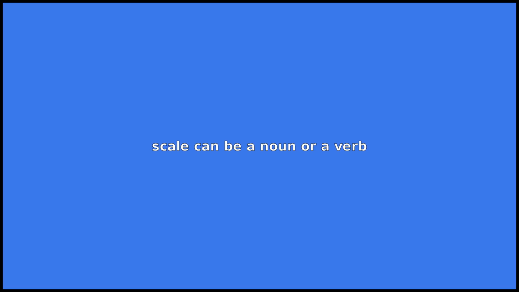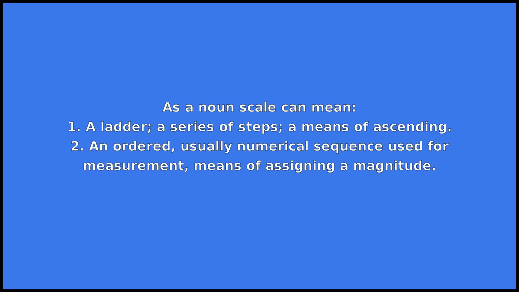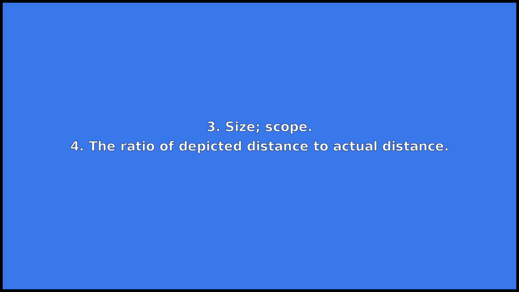Scale can be a noun or a verb. As a noun, scale can mean: 1. A ladder, a series of steps, a means of ascending. 2. An ordered, usually numerical sequence used for measurement, means of assigning a magnitude. 3. Size, scope. 4. The ratio of depicted distance to actual distance.